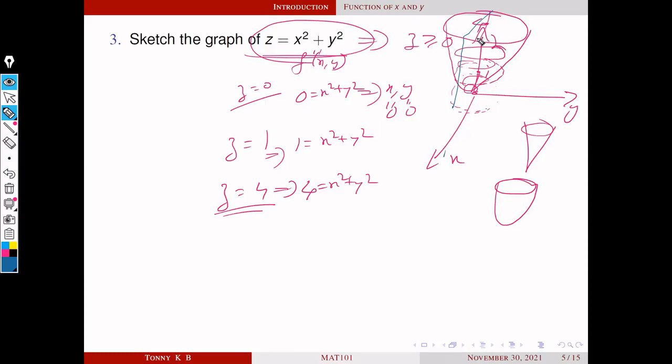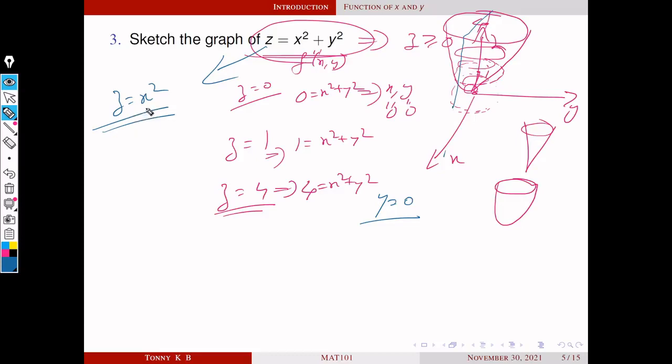On the xz plane, the y value is equal to 0, right? On the xz plane, y equals 0. So you simply substitute y equal to 0. This gives z is equal to x square. So this is the cross section on the xz plane. So what about this one?